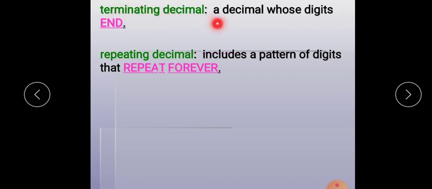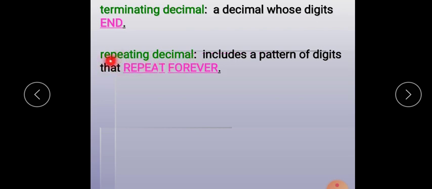Terminating decimals. What does terminating mean? In simple words, terminating means which comes to an end. So, terminating decimal means a decimal whose digits end. For example, 2.5. After the point, one number is there, 5, and it ends. 2.67. It ends. So such a decimal expansion which, after the decimal point and some digits, ends, is called a terminating decimal.